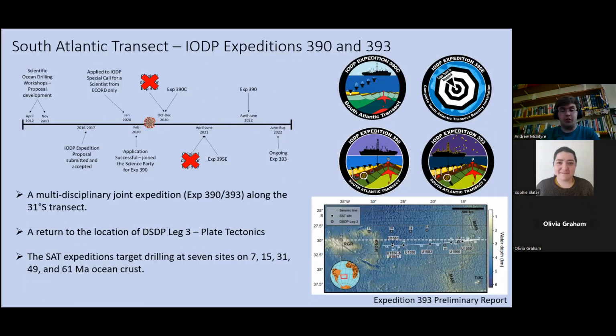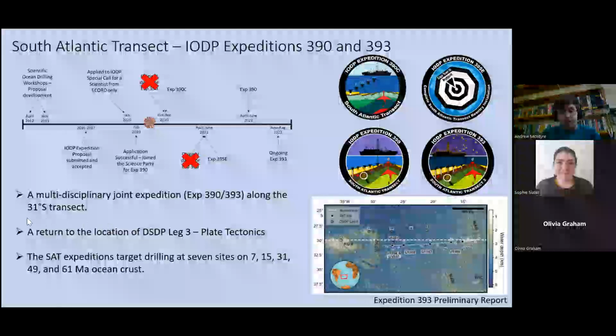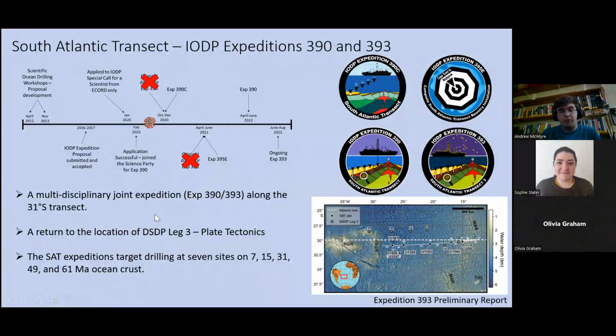There were multiple different objectives, which we'll talk briefly on in the next slide. But these sites that we were drilling are particularly interesting in that they went very close to DSDP, a predecessor of the IODP program, Leg 3, which we see here, these sites here. And these sites provide some of the first evidence to really prove plate tectonics. So it was a really interesting place to potentially drill and see.